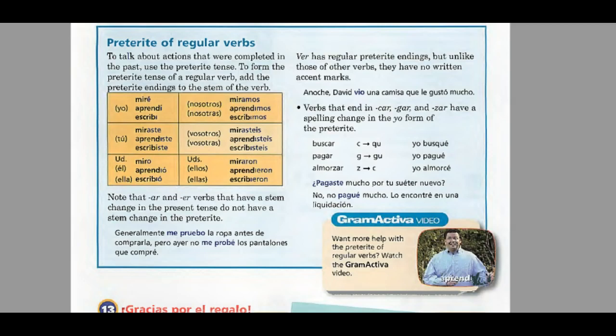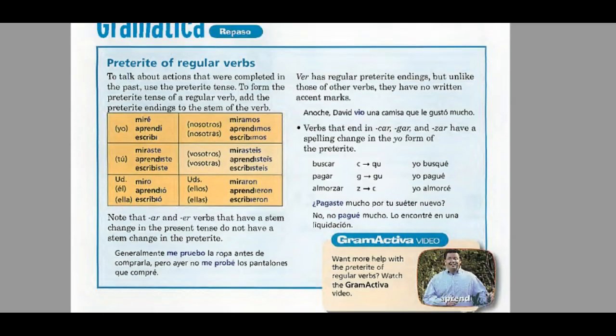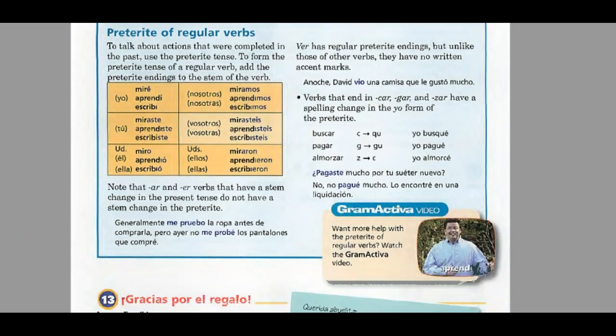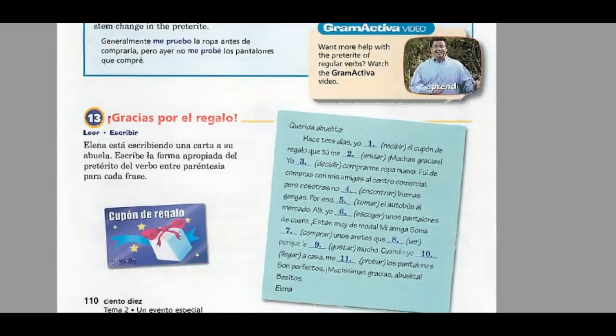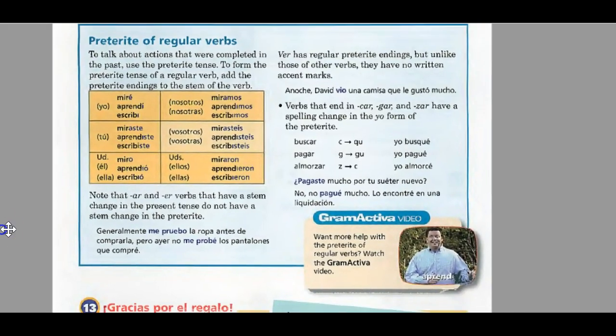Now we're going to talk about some of the gramática in your textbook today, and we are on page 110, 110 in your textbook. We're looking at the preterite of regular verbs. Now we'll talk about what was completed in the past, what somebody did in the past. So let's read about it, and then we'll look at the forms.